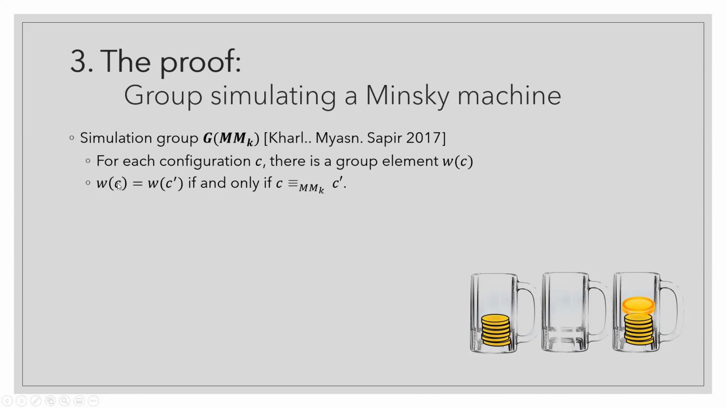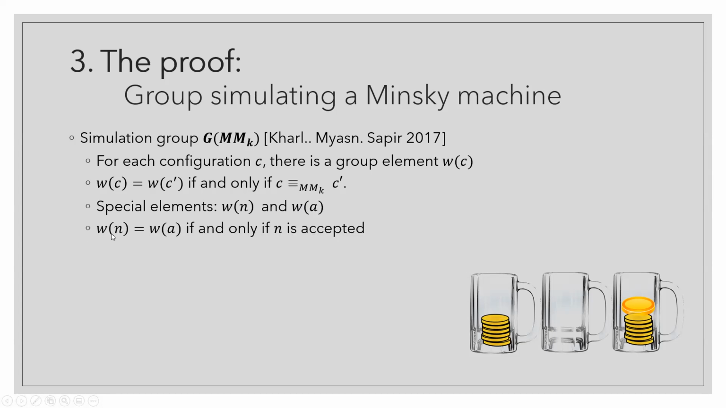Two words W of C and W of C prime are equivalent in this group if and only if there's some computation of the machine that will bring one configuration to the other. This is why we say this group can simulate a Minsky machine. Among all such words, we are interested in the word W of N and the word W of A. W of N is for the starting configuration of the Minsky machine with input N, and W of A is for the final accept configuration. W of N equals W of A if and only if the input N is accepted by the Minsky machine.